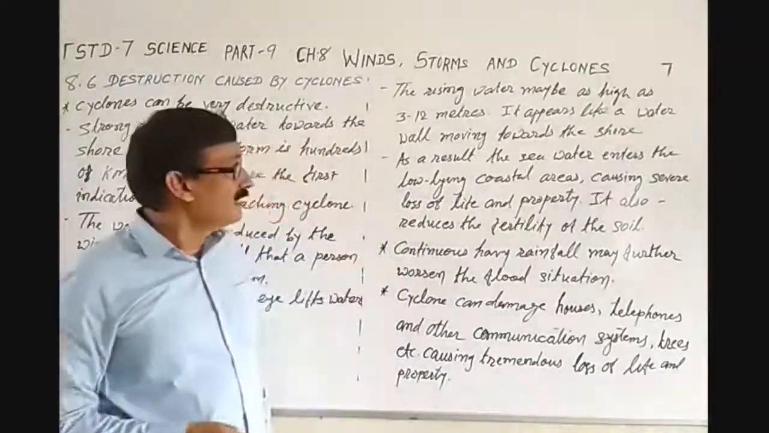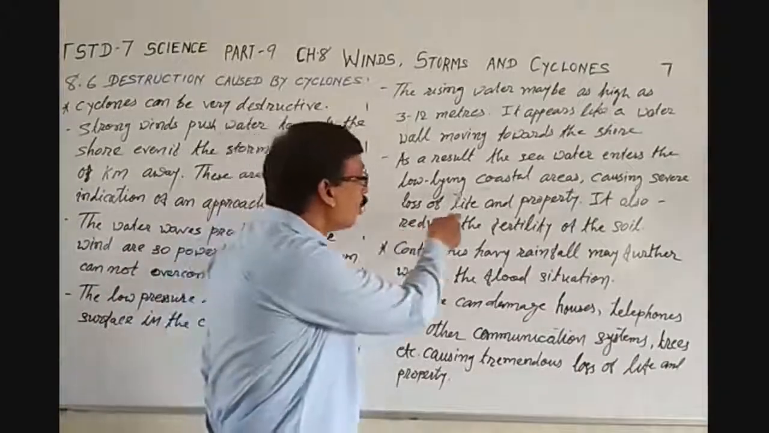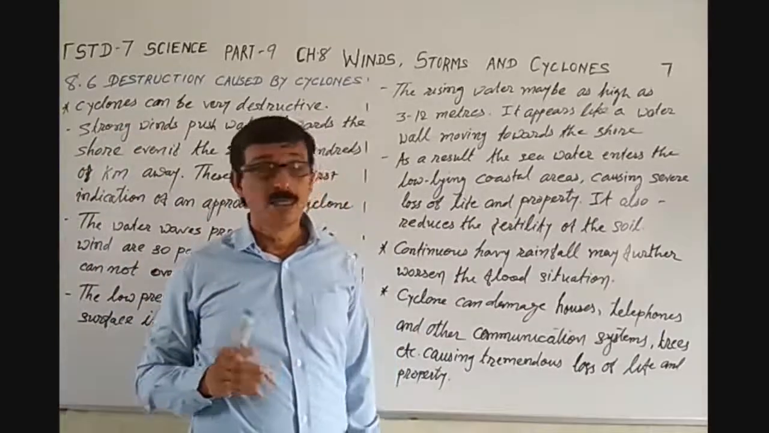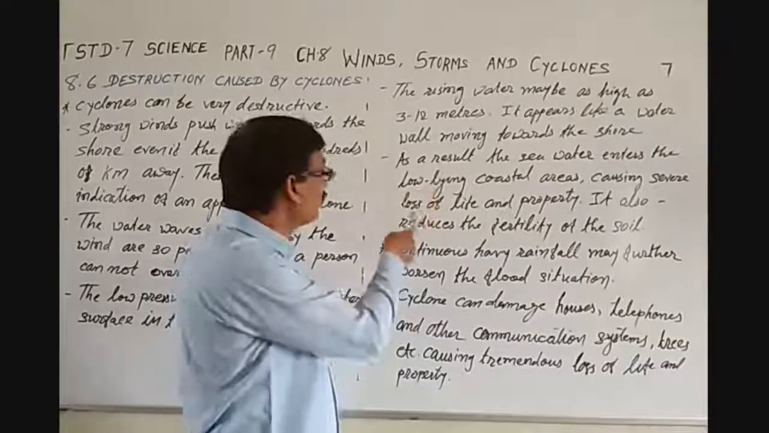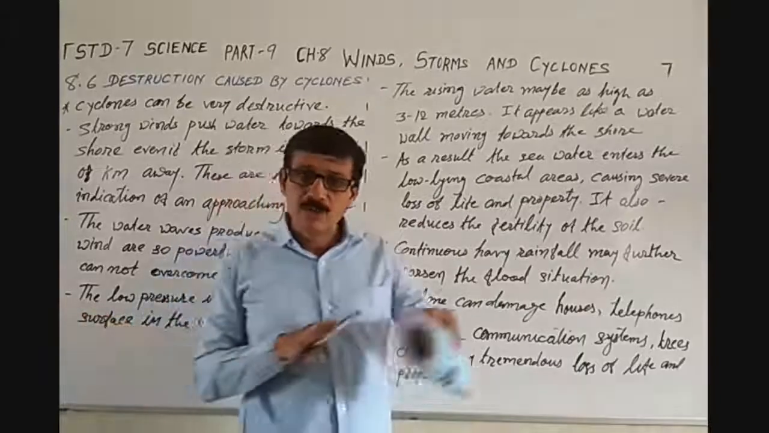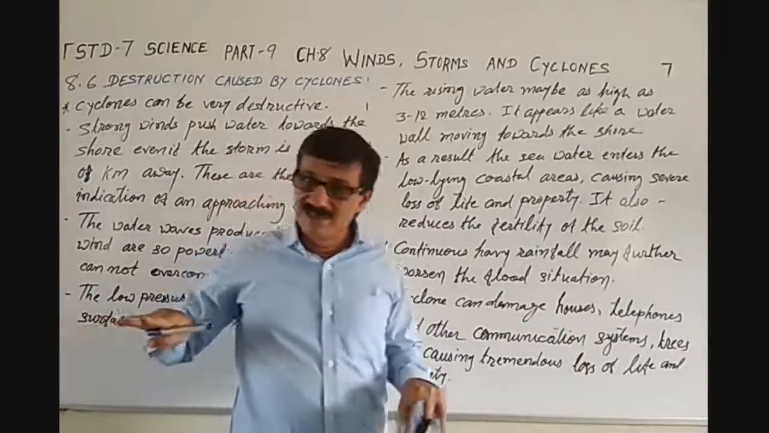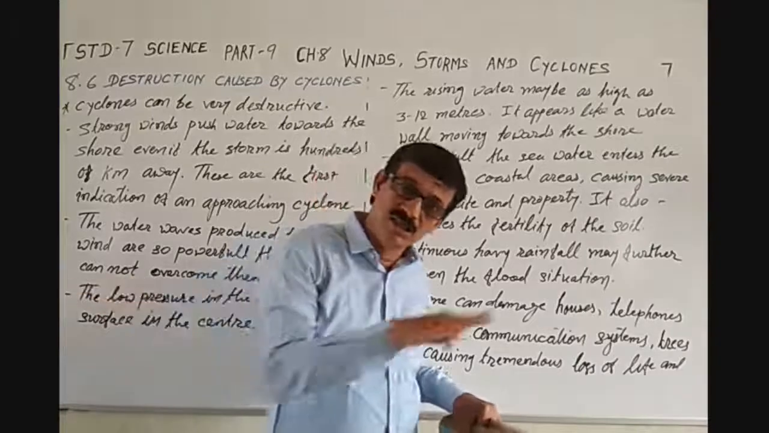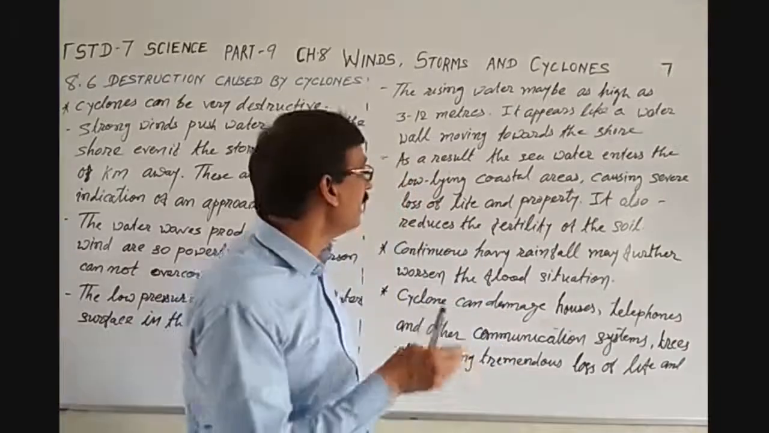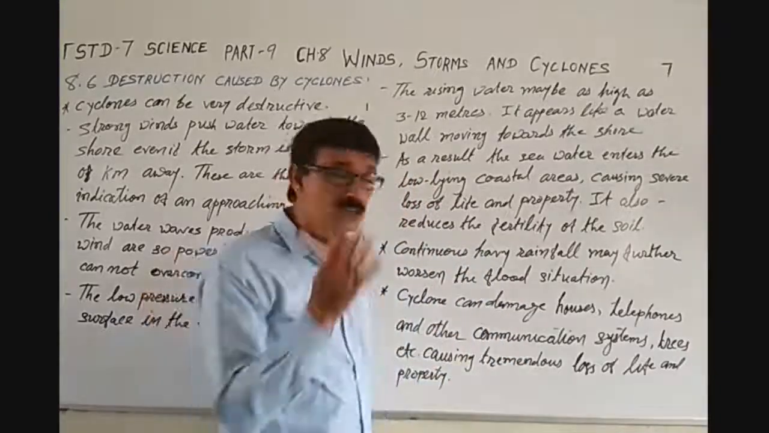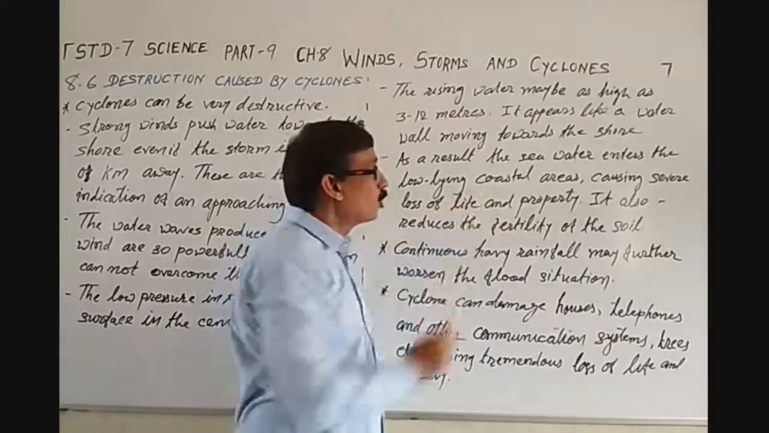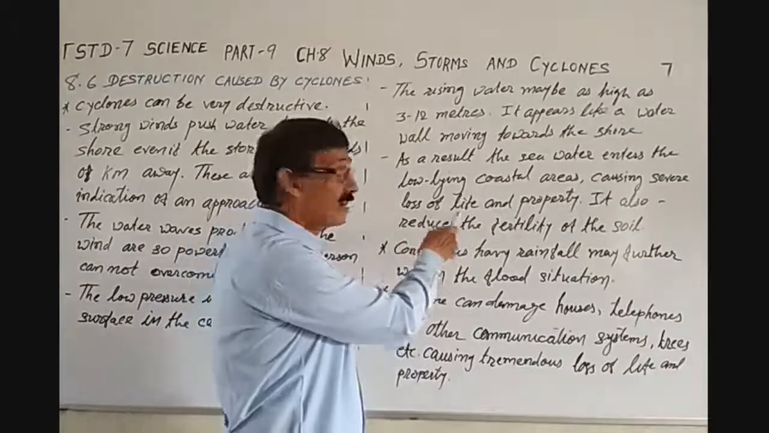As a result, the sea water enters the low-lying coastal area. अब इतने बड़े वाटर वेव्स होंगे तो क्या होगा? The sea water enters the low-lying coastal area. जो coastal area होता है वो low-lying ही होता है ना? Same as the surface of the sea, isn't it? So those are low-lying areas. अब उसमें जो sea water है वो घुस जाता है. That is why the sea water enters low-lying coastal areas causing severe loss of life.